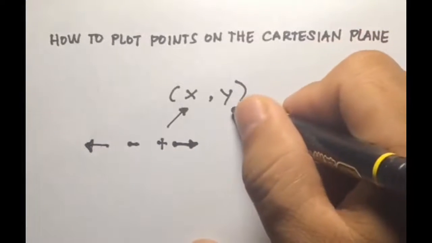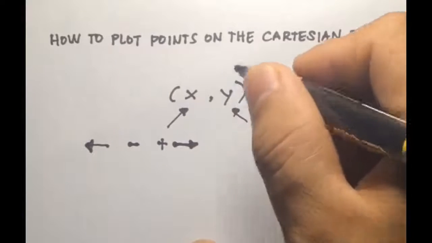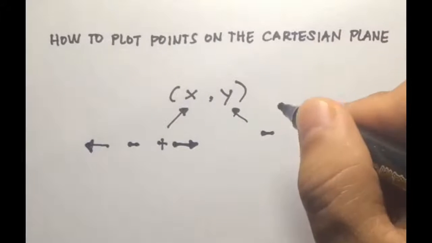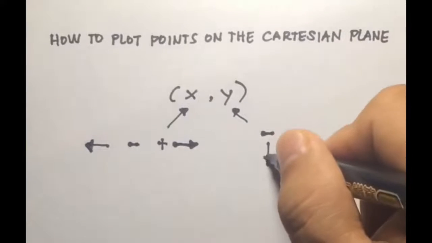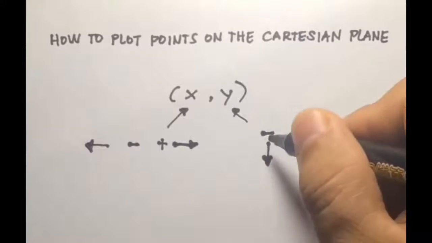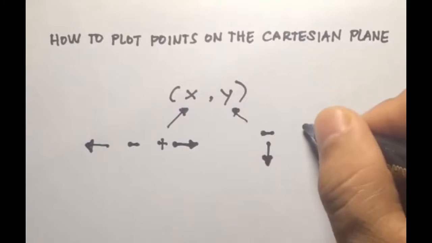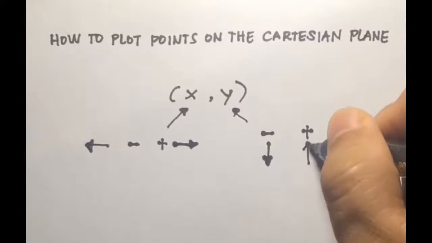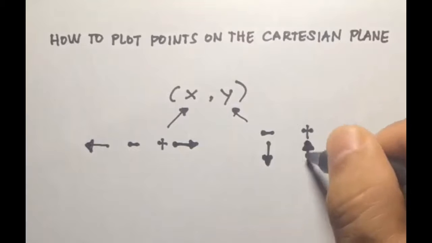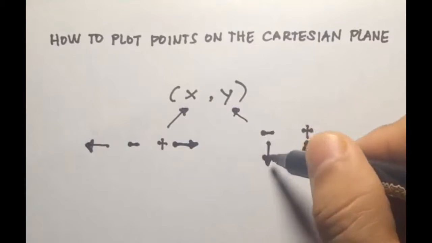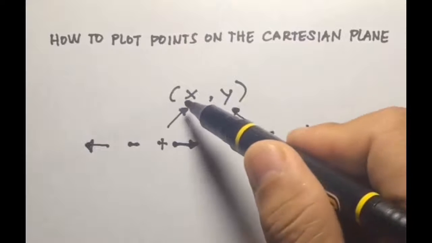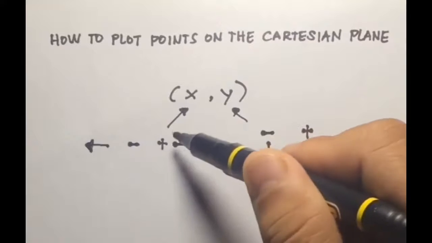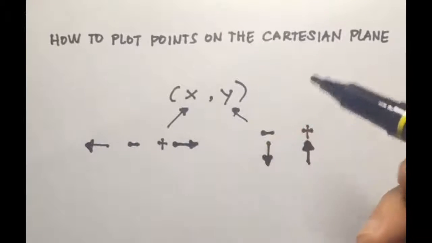Now if we're going to have y, if the value of y is negative, then you're going to move downward. And if y is positive, then you're going to move up. Then for x, you're going to move towards the left if x is negative, and you're going to move right if x is positive.